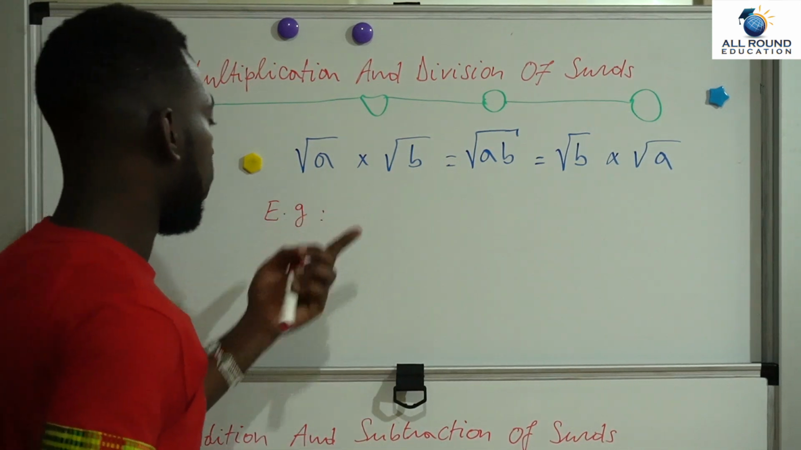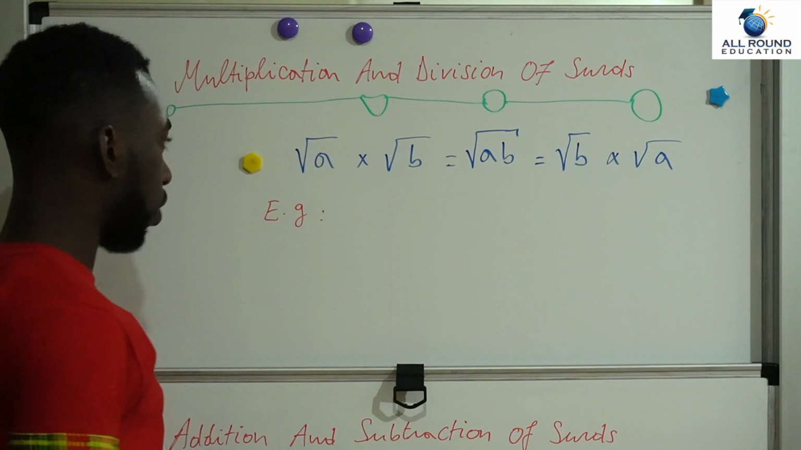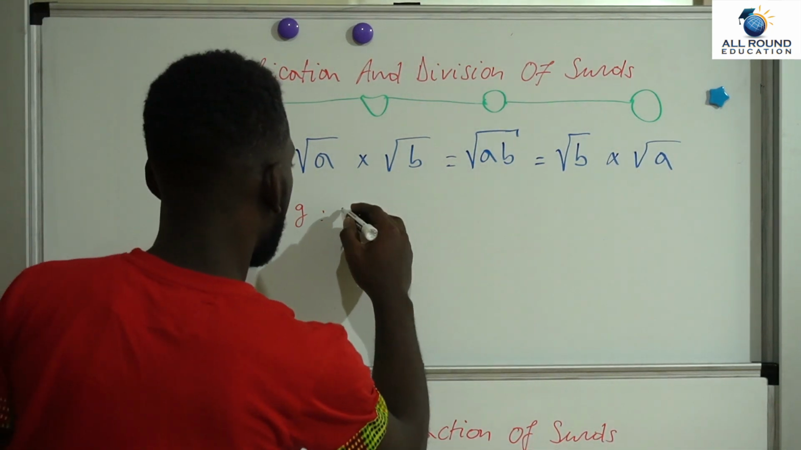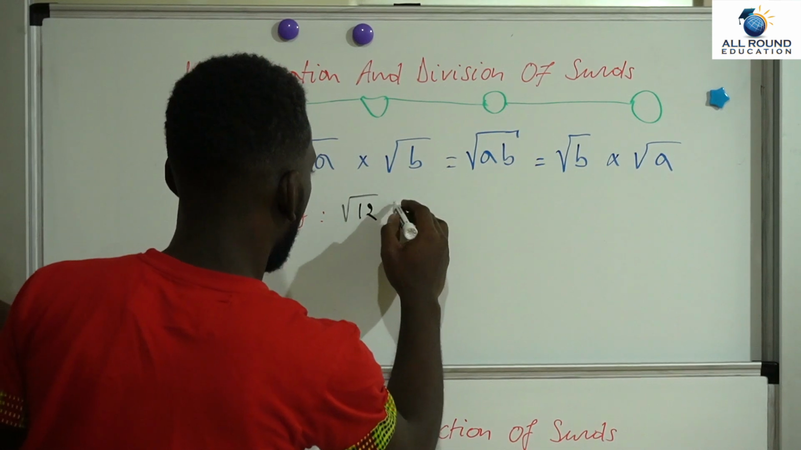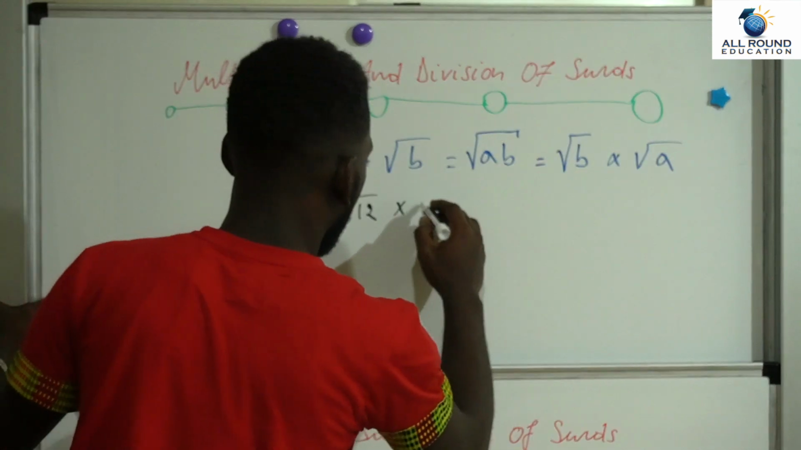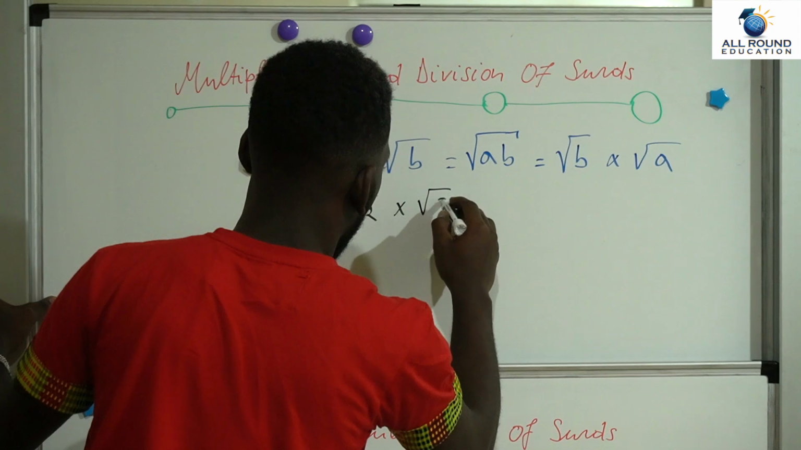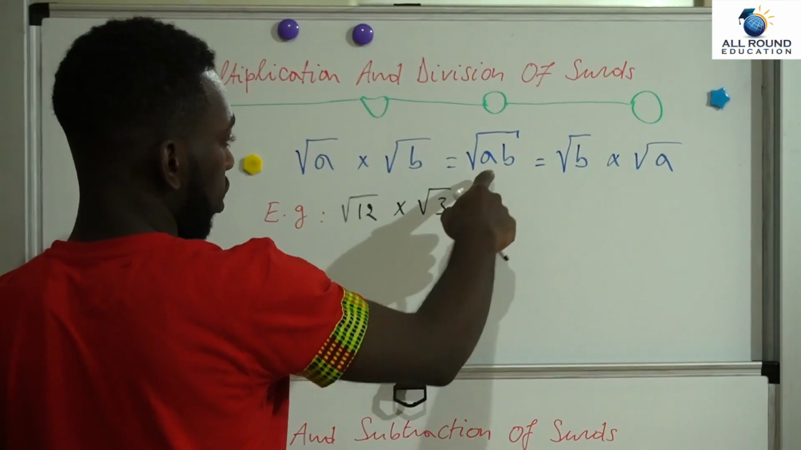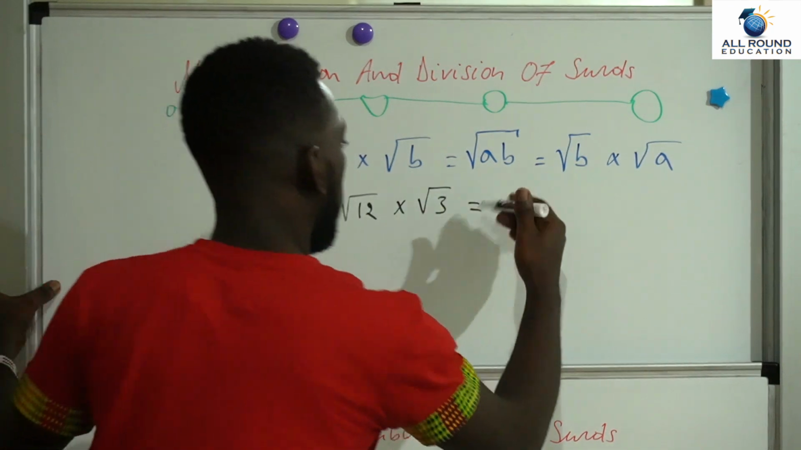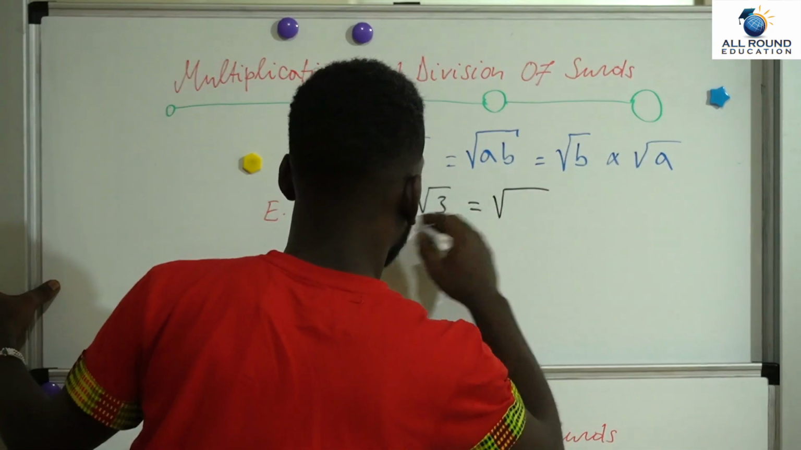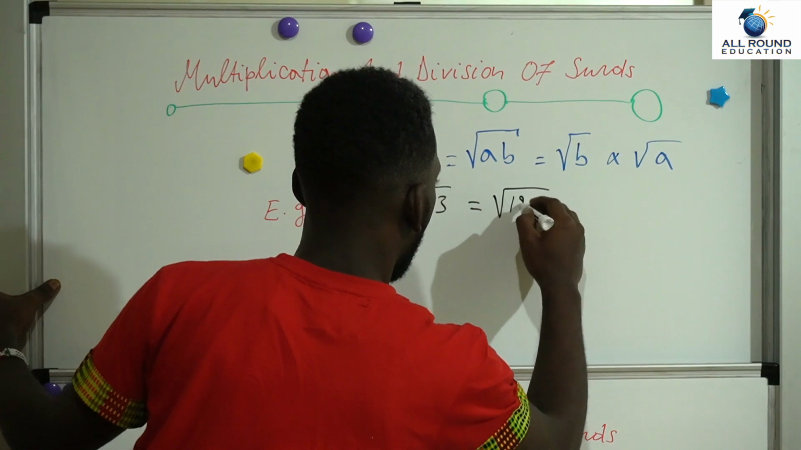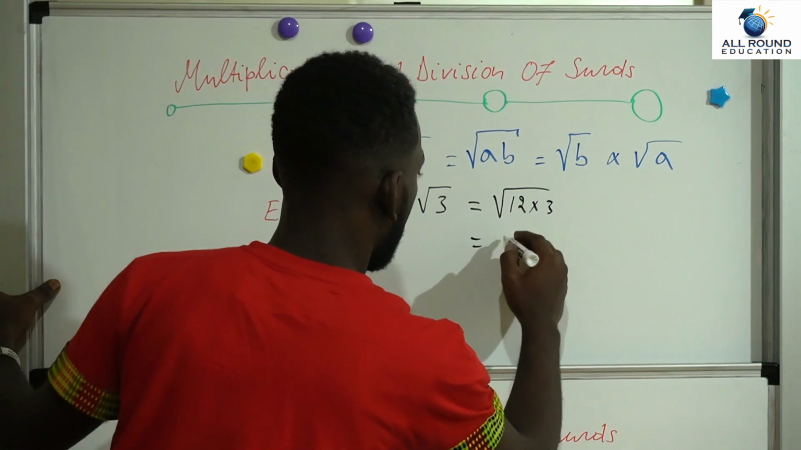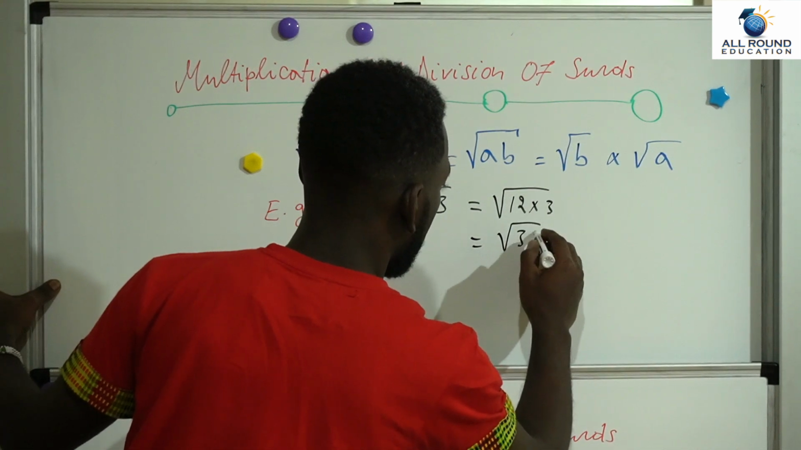So let's start with this. What could be our examples? We could say that a is, let's say, the square root of 12 times the square root of 3. So this is our a and this is our b. What we just said is that it is the product of those two. So this is the same as the square root of 12 times 3, which is the same as the square root of 36.